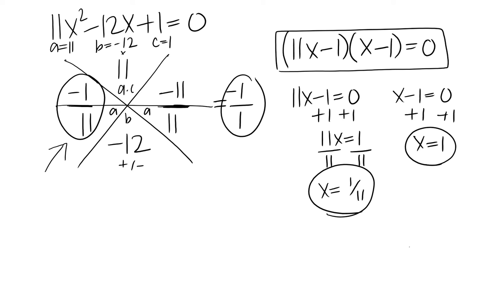And remember, same as before, we can take these two solutions that we get and plug them into our original quadratic equation to make sure that we get 0 as our output.